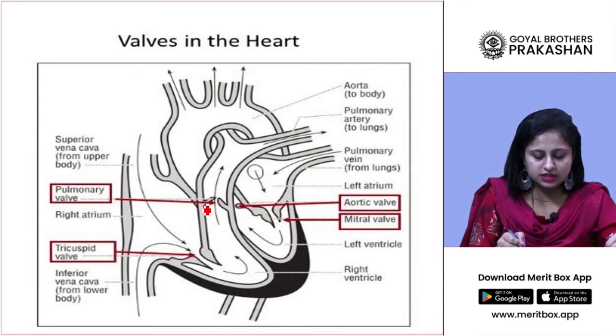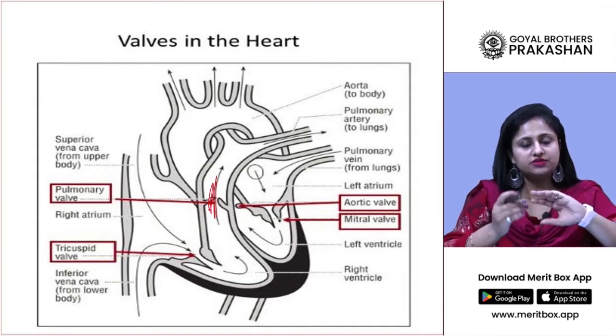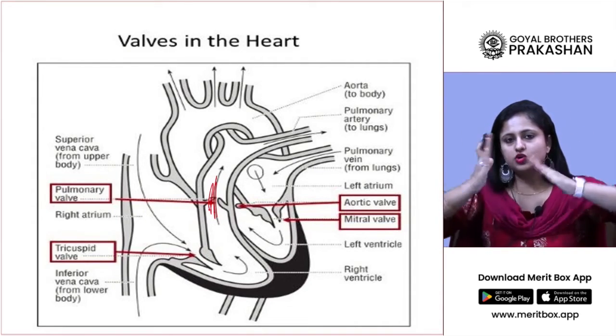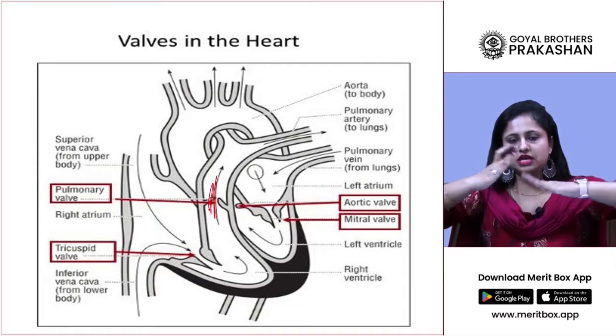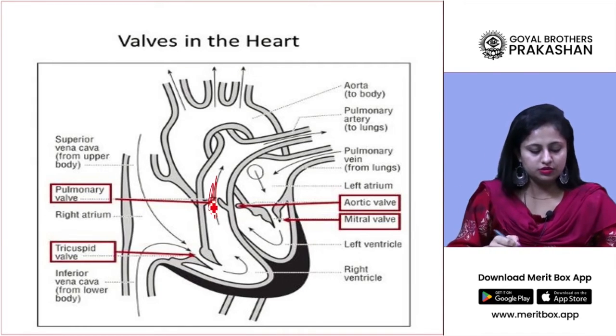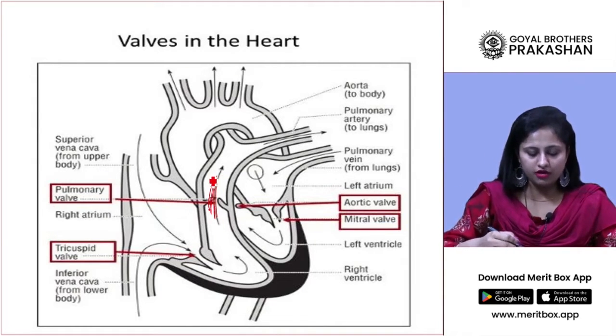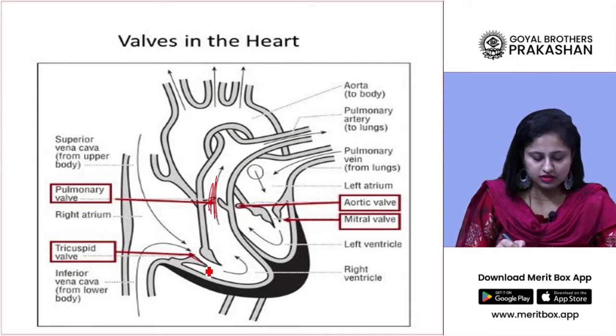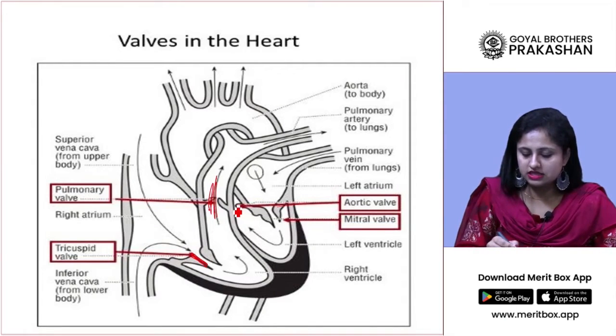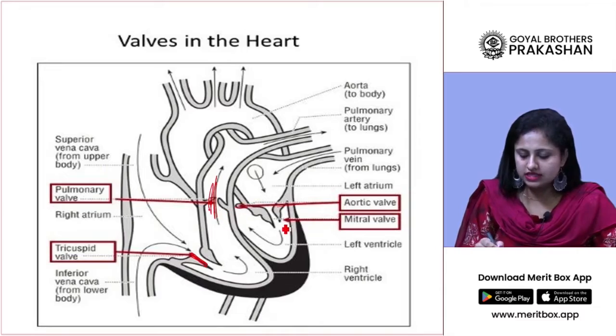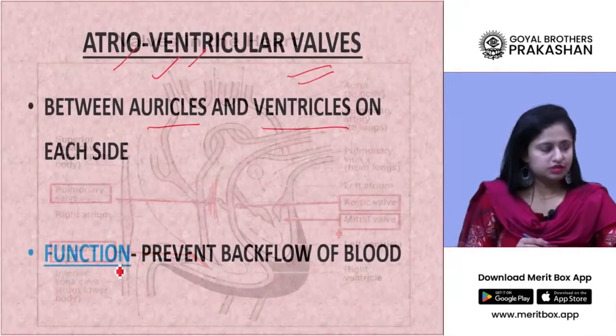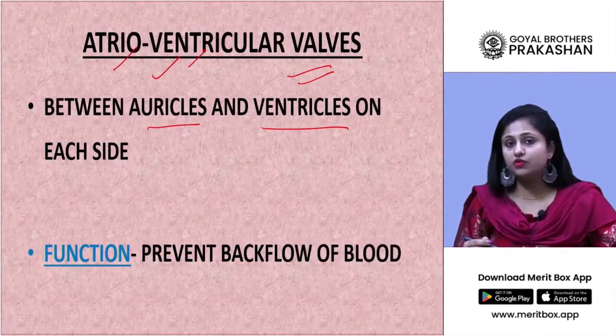So this is the pulmonary valve. This passage or flap-like structure opens and closes itself. So this is the pulmonary valve. This is the tricuspid valve, and this is the aortic valve. This is the mitral valve. So what's the main function of these valves?